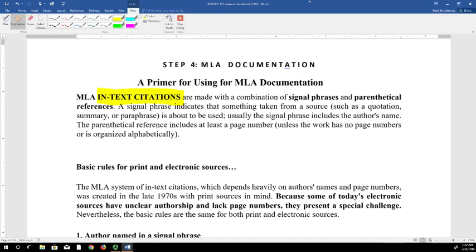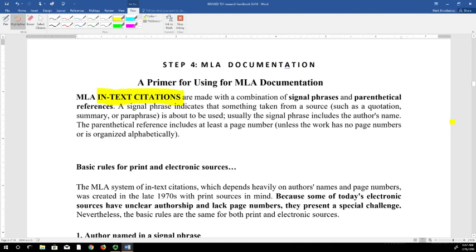Failure to use in-text citations properly and efficiently will result in plagiarism, and plagiarism is the theft of ideas, passing those off as your own, and results in a zero. So you have to be really, really careful when you're constructing a research essay.